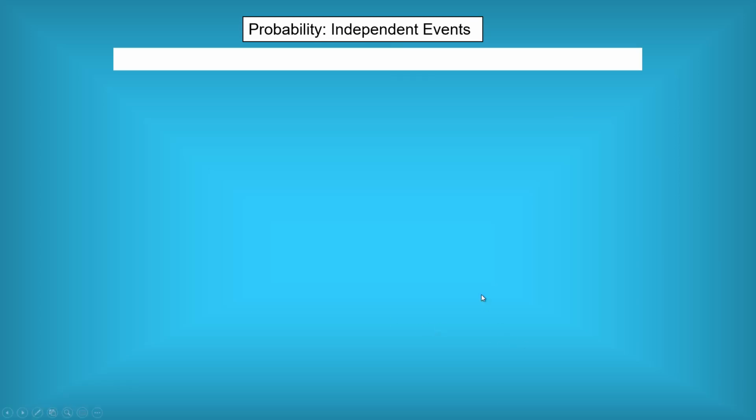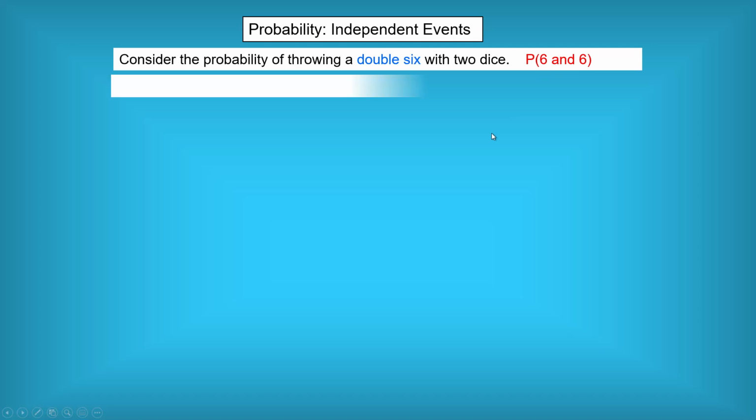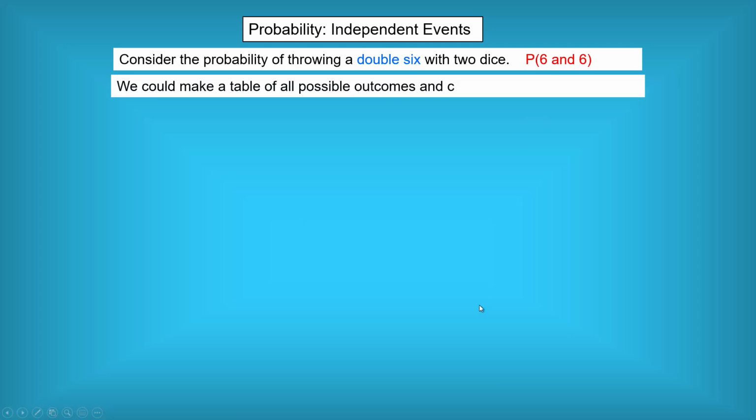Right, independent events. So we're considering the probability then of throwing a double 6 with 2 dice. A 6 and a 6. Now, what we can do is draw what's called a sample space diagram. So we make a table out of all the possible outcomes, and count what we want.